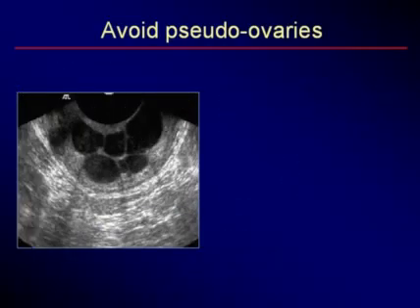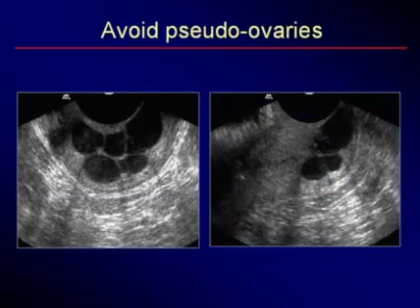Here's another way of avoiding pseudo-ovaries. It looks like an ovary filled with follicles. But when you turn on the Doppler and work it out, you realize these are just Nabothian cysts in the uterine cervix.